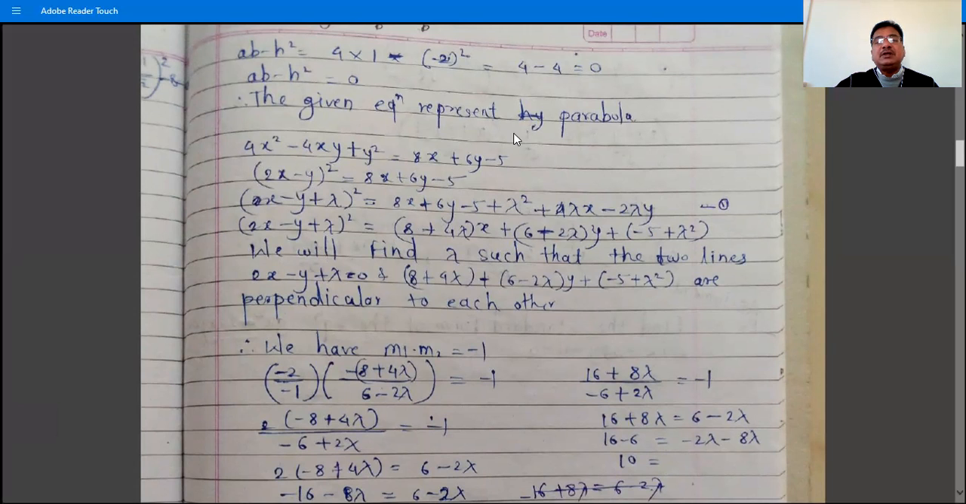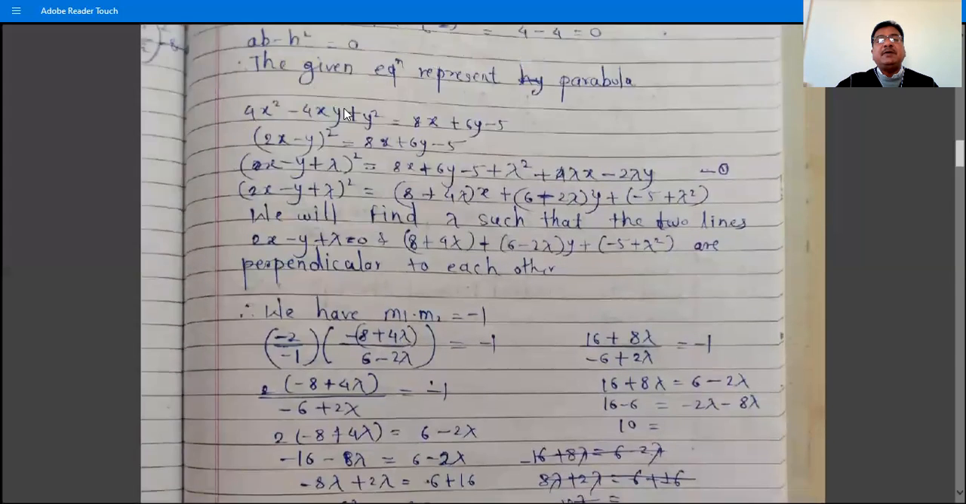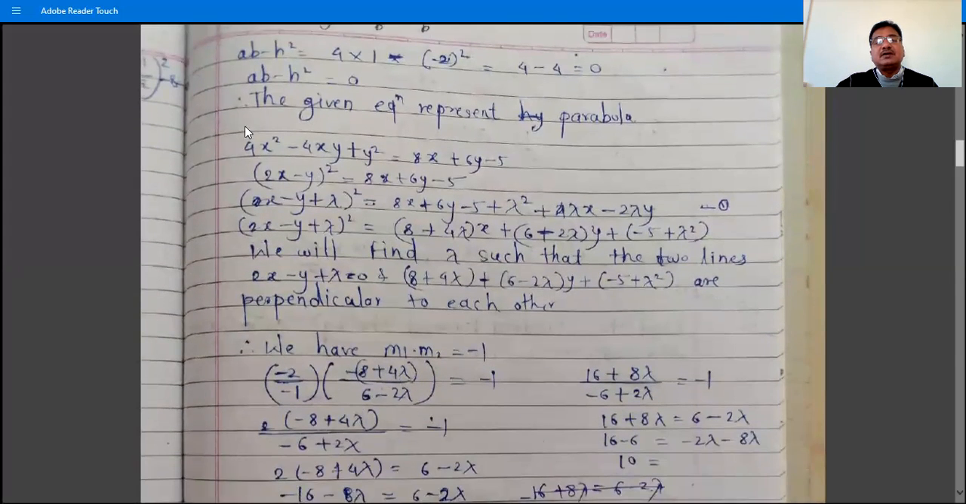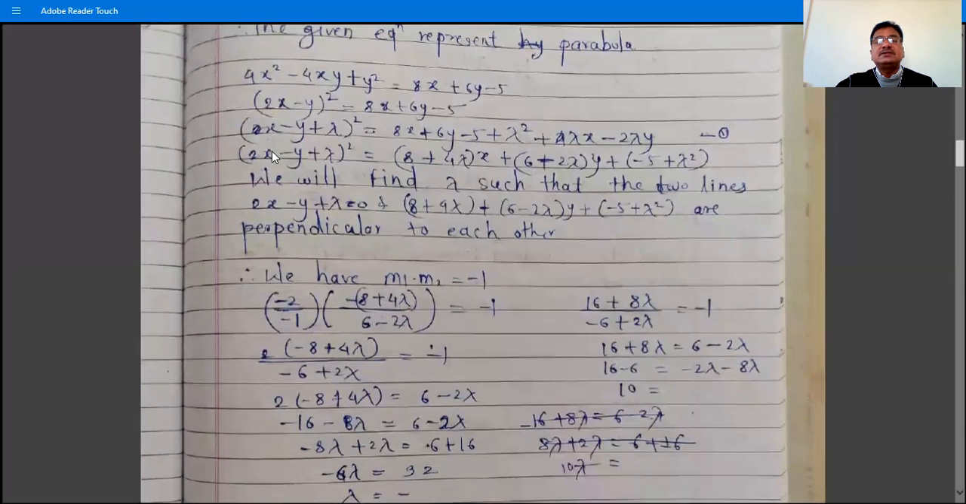If the given equation represents a parabola, then ab − h^2 is 0, and that's why these three terms, the x^2 term, the product term, and the y^2 term, form the perfect square of some bracket. So it is the perfect square (2x − y)^2, and the RHS stays as it is. Then add lambda in this bracket. Lambda added in the bracket means three terms are added in the LHS, so to balance the equation we have to add the same three terms on the RHS also.